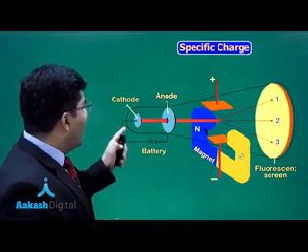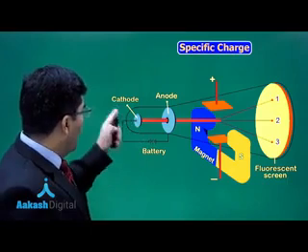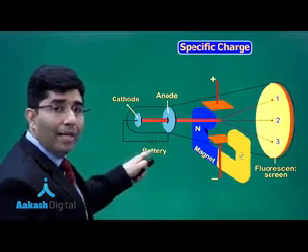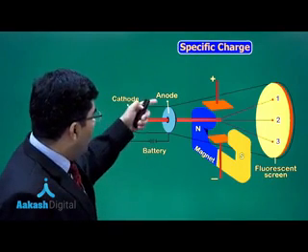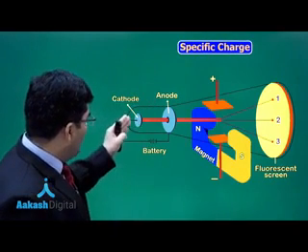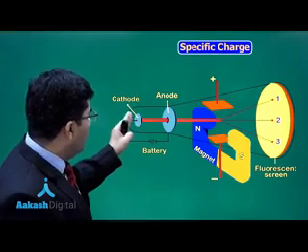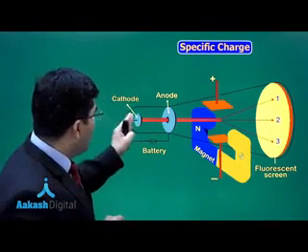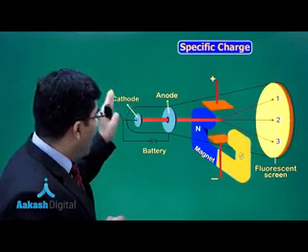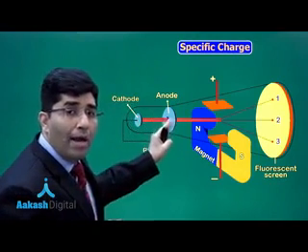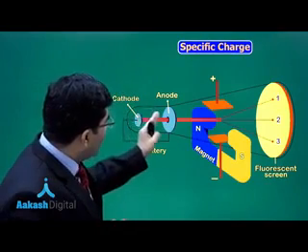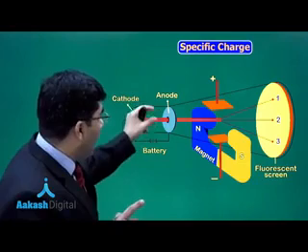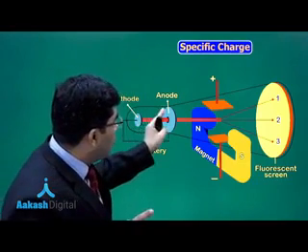So you can see that this is the cathode ray tube. This is the cathode. A high voltage battery is there. The anode is there, and cathode rays will originate from the cathode and move towards the anode. Since the anode is perforated, meaning there are holes in the anode, the rays will pass through it.